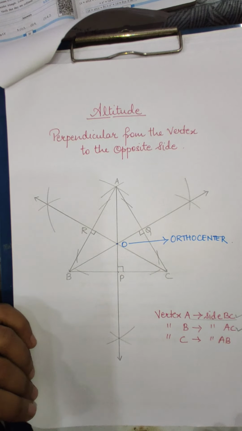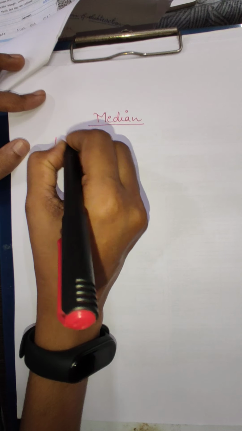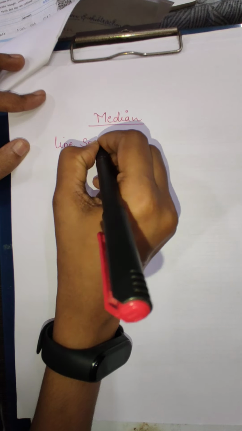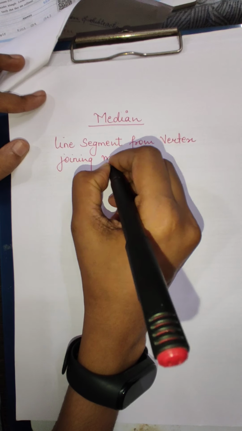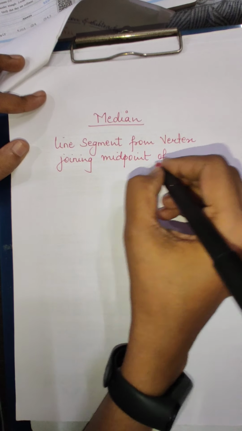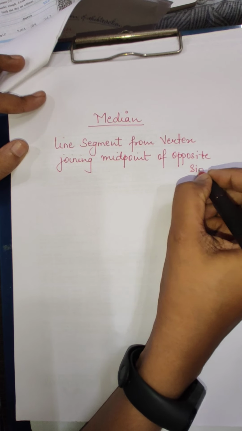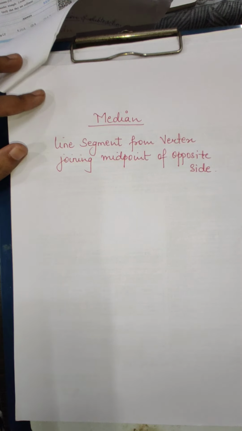Correct. Now let's go to the next one, that is median. How to do the construction of a median. Now again we have already studied what is a median. It is a line segment drawn from the vertex joining the midpoint of the opposite side. Okay.